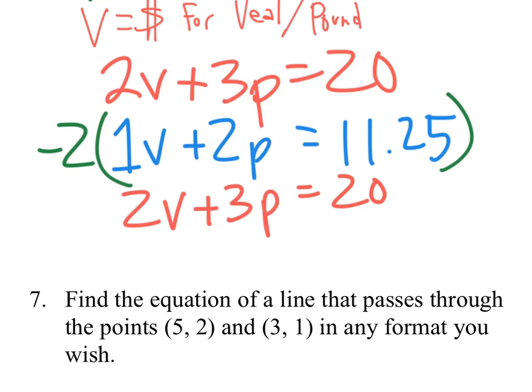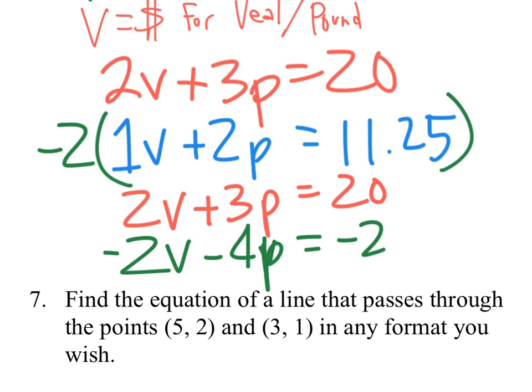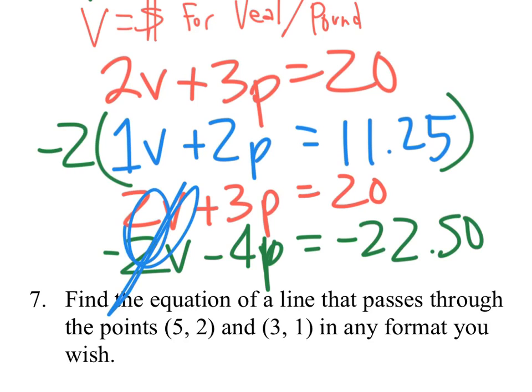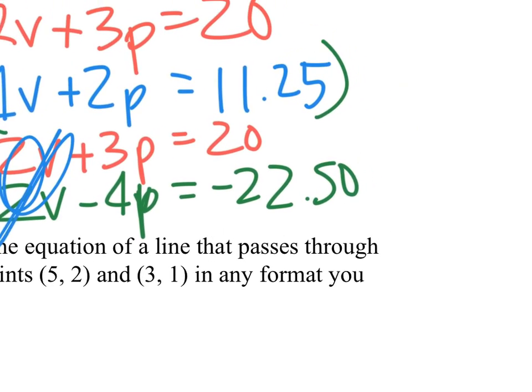And I know that -2 times 1v is going to give us -2v. It's going to give us -4p. And finally, 11.25 times -2 is going to give us -22.50. Great. So now we're going to simply combine like terms, and I know that 2v minus 2v cancels out, and we've got 3p minus 4p. That's going to give us what?